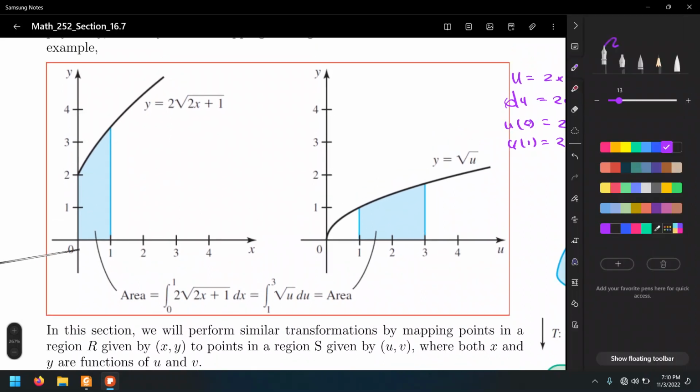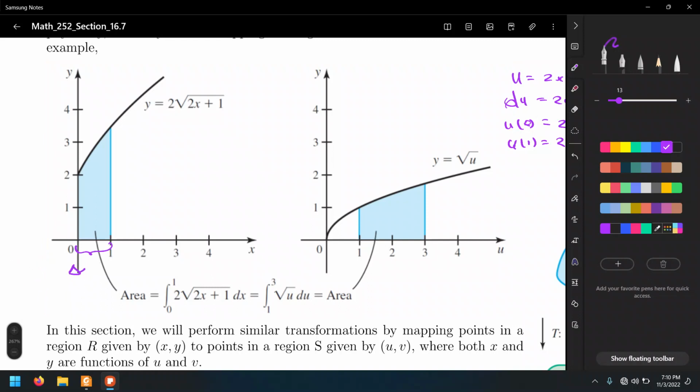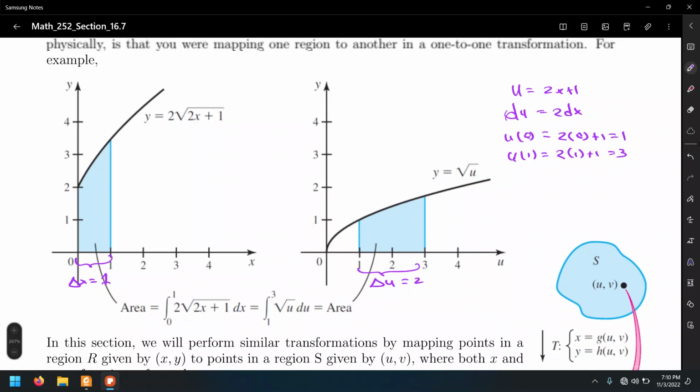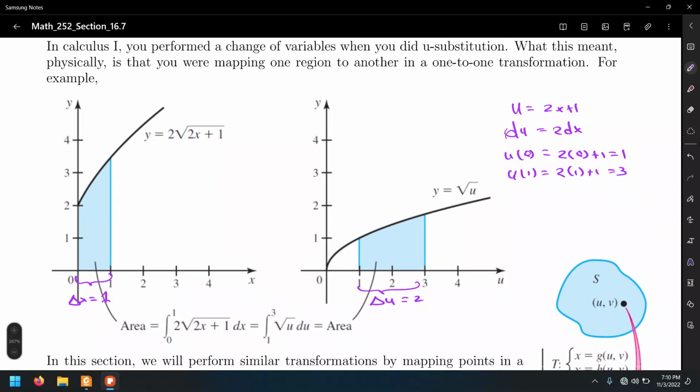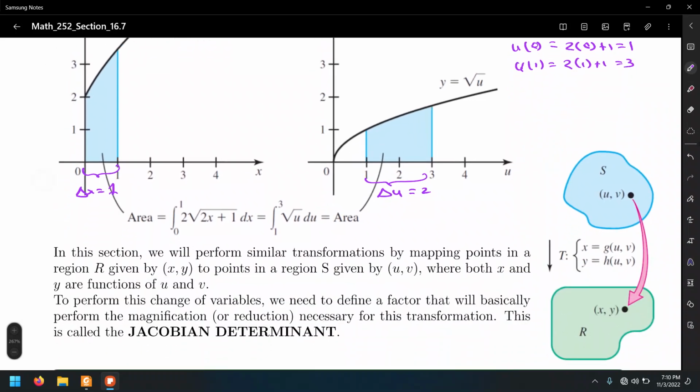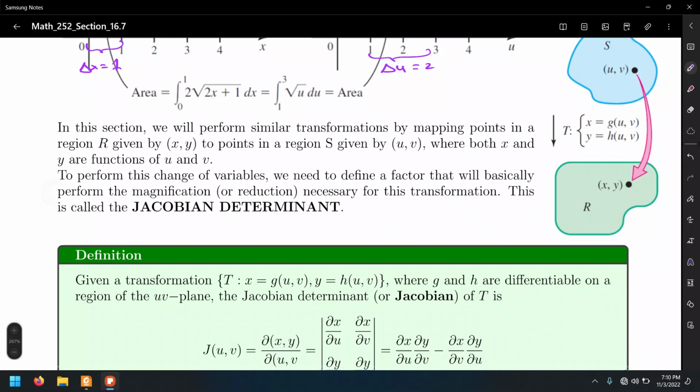do you see this? What's delta x here? 1. What's delta x here, or delta u rather? So, what happened to go from the world of x to the world of u? We had to multiply the delta x by 2. All right? So this number, which is the correction factor, if you will, is given by what we are going to call the Jacobian determinant, or simply the Jacobian.